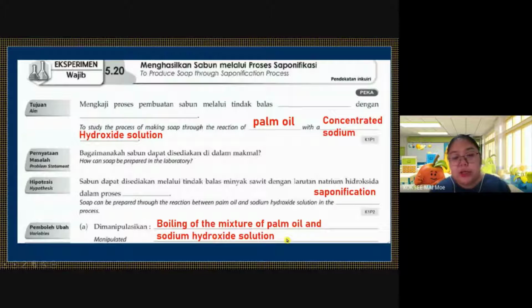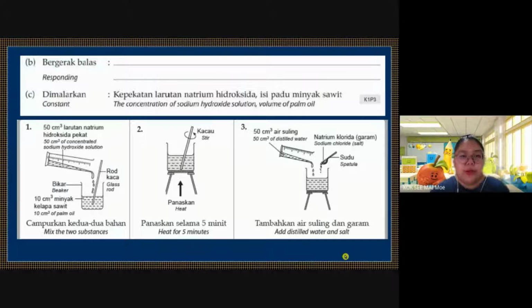That means how much sodium hydroxide they are using. That one depends on yours. If you're using more, your products should be different. So we need to control this one as the manipulated variable. Okay, then we continue. The responding variable here should be the production of the soap. After you do the experiment, the production should be your responding variable. Normally we cannot control the responding variable because it is the result. From here, the constant variable is the concentration of the sodium hydroxide solution and also the volume. These all must be constant values.